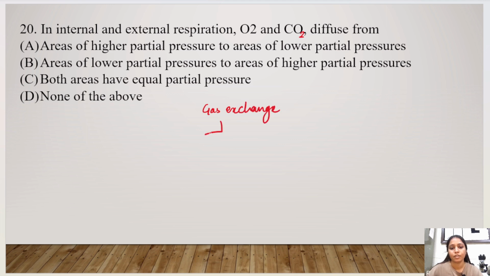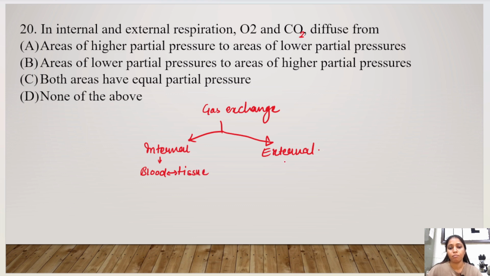First is internal and external respiration. So internal gas exchange and external. In internal gas exchange, there is flow of gases from blood to tissue or tissue to blood. So this type of flow.